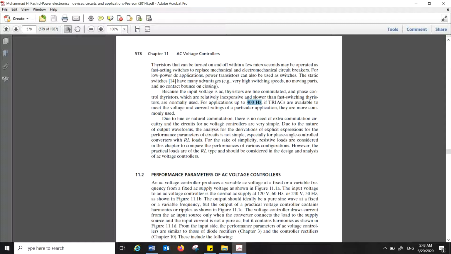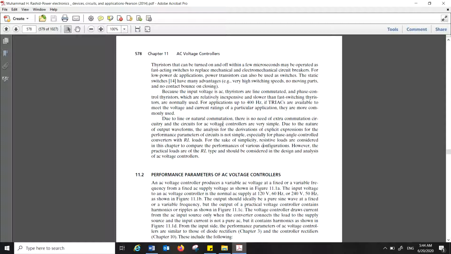There are two methods which serve the purpose. One is natural commutation, which means when your waveform crosses from the positive side to the other side, like in the sinusoid case, the thyristor, being a unidirectional device, is automatically turned off, and you don't need extra circuitry for that. However, if you use forced commutation, you need an inductor, a capacitor and another thyristor. Okay, let's keep moving.